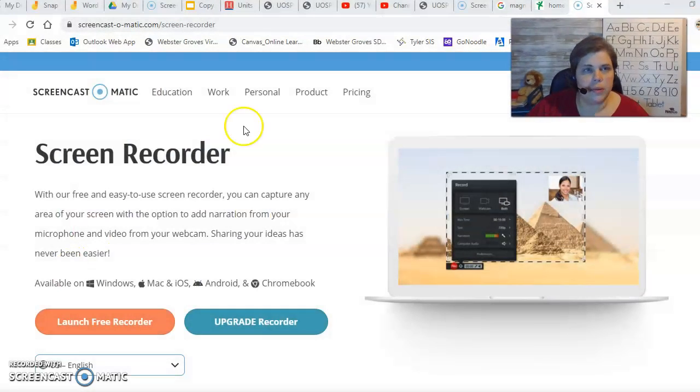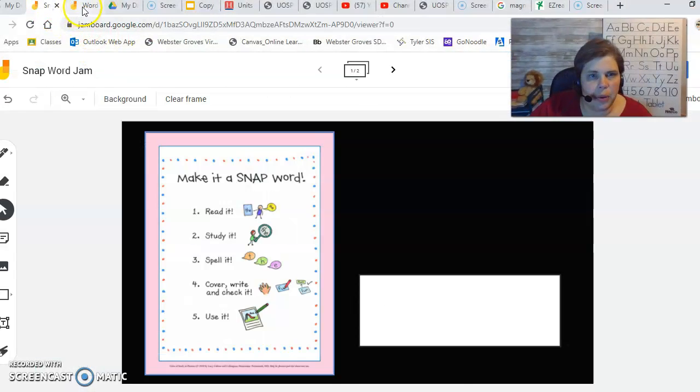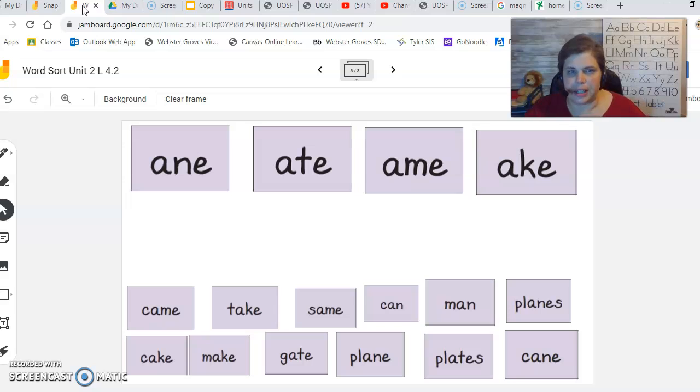So you just finished watching a video where we manipulated some magnetic letters, we made some words, and we added a couple snap words. Well, now what we're going to work on is a word sort. We did one of these earlier this week, where we were sorting long vowel and short vowel words. Now we're going to take a look at something a little bit different.